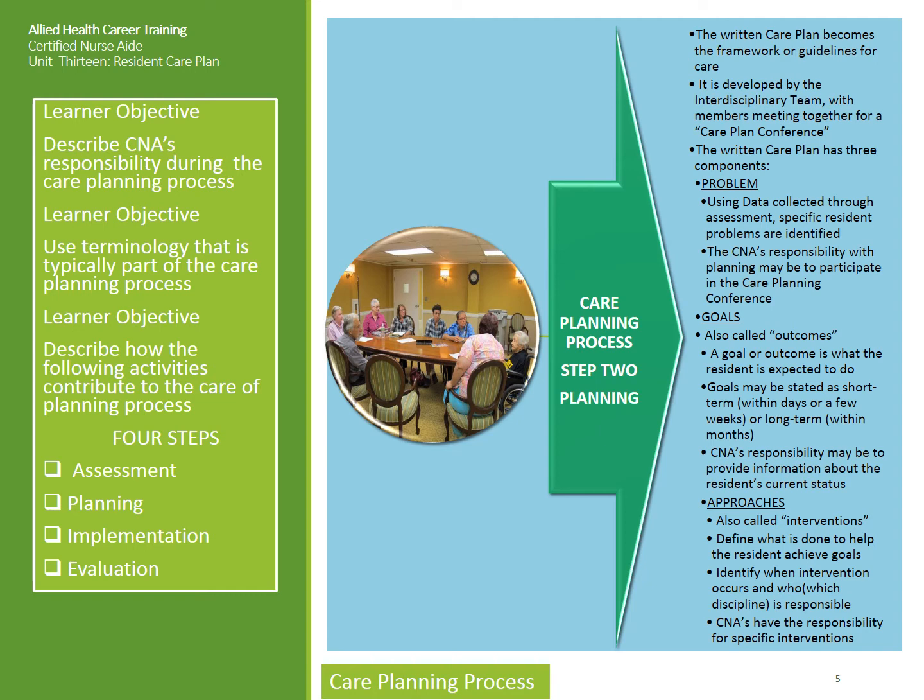Your role in doing that is to participate. Tell us the problems that you see. After we have our problem, then we have the goals, which are also called outcomes. A goal or outcome is what we do, or what the resident is expected to do. The goals may be stated as short-term, within days or a few weeks, or long-term, within months. The CNA's responsibility may be to provide information about the resident's current status, so what's going on with them at that time. Then we use an approach, which is also called interventions.